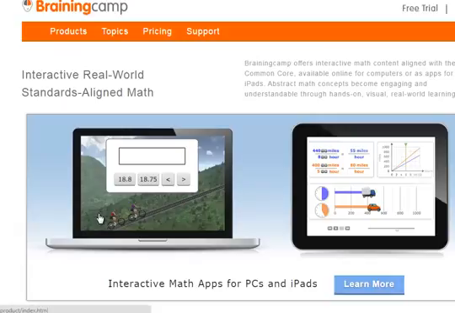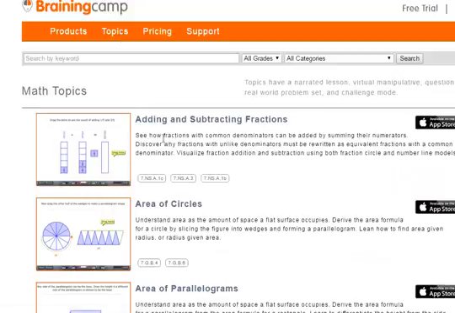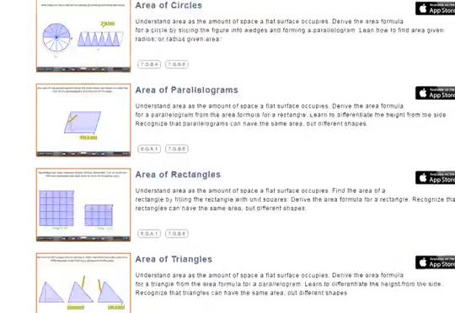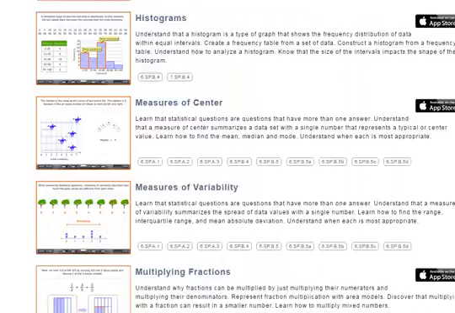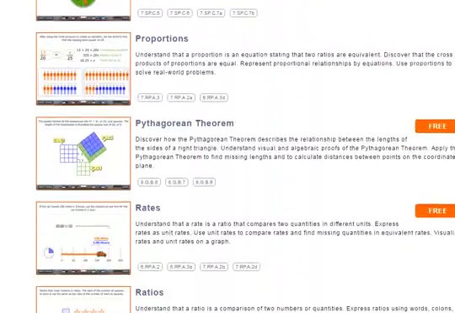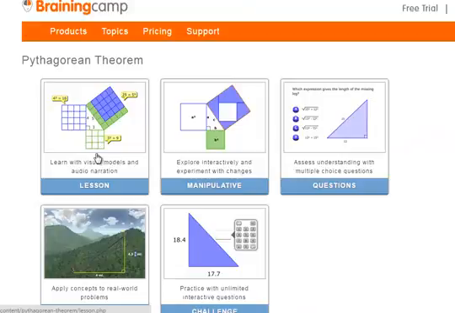And here's braincamp.com, and I'm going to go to topics. And you have all kinds of topics that you could talk about with your students, adding, subtracting fractions, areas of circles, and just tons of manipulatives for you to use. I'm going to scroll down to the Pythagorean theorem because that's the one we're going to use today. Alright, we're going to actually walk through part of the lesson because it's going to show us what we need to know.